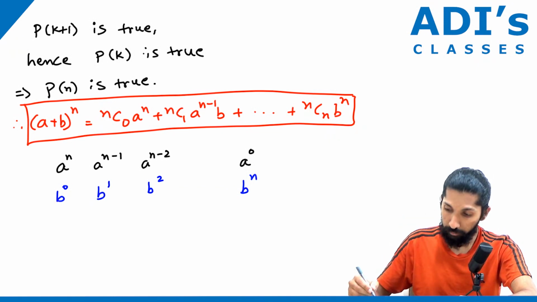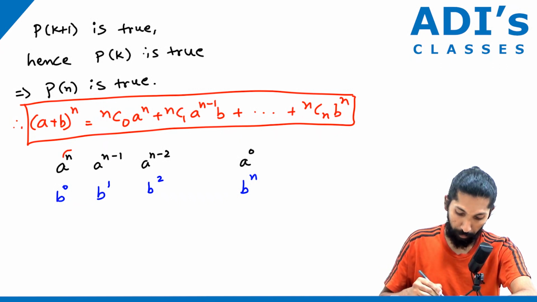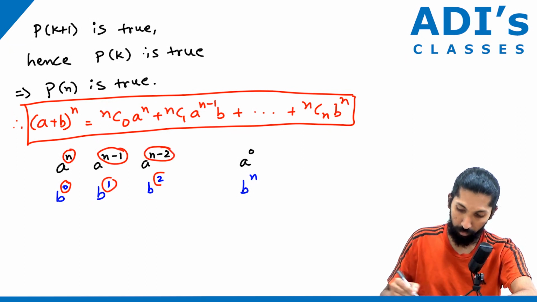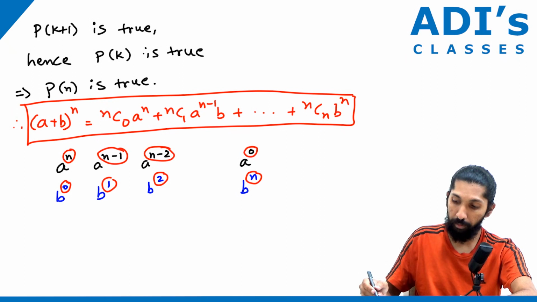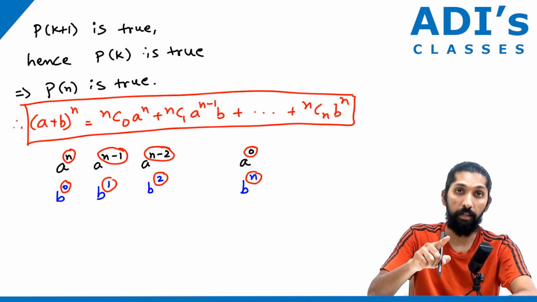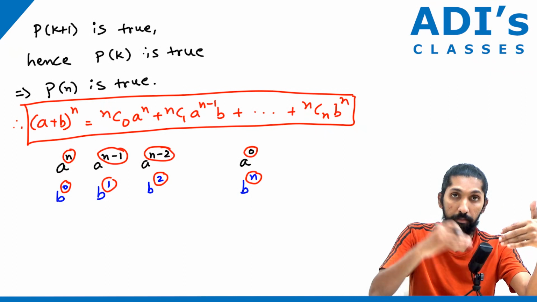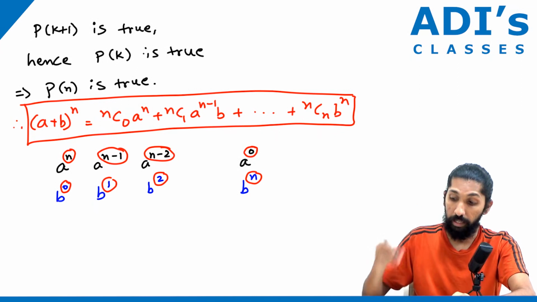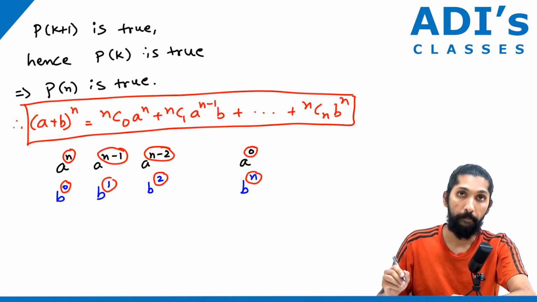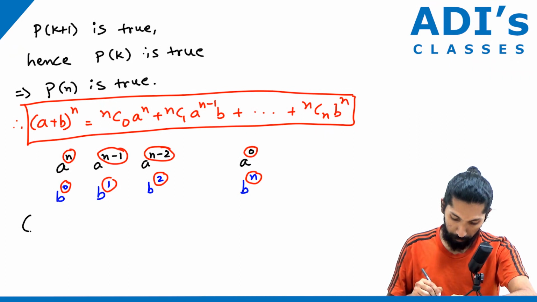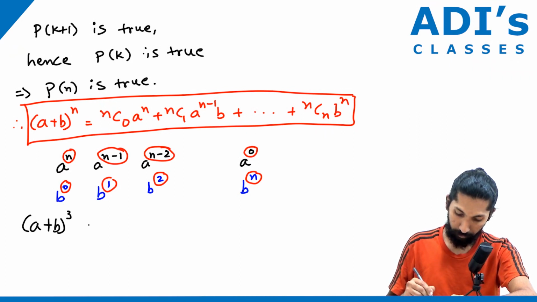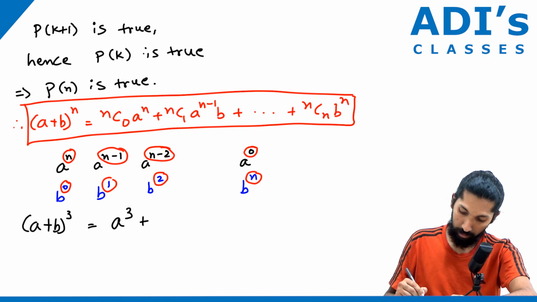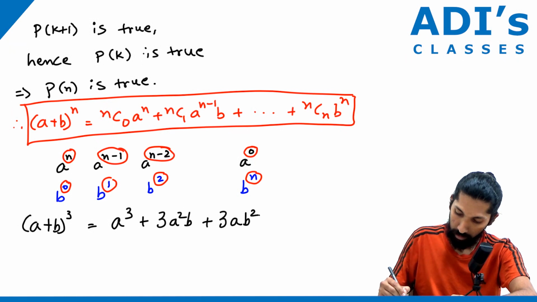Now, in all of them, I want you to see the powers. Add the powers. n minus 2, 2. This is 0, this is n. Add the powers, it's always n. Correct? Now, a decreases, b increases in such a way that the sum of their powers is always equal to n. In the sense, if you take (a plus b) whole cube, see this, a cube plus 3a square b plus 3ab square plus b cube.